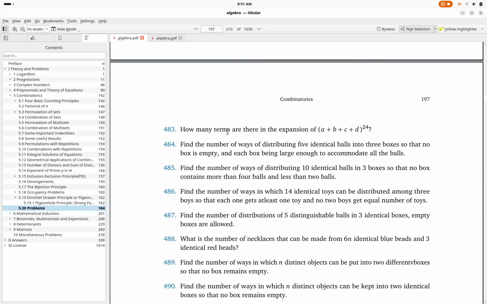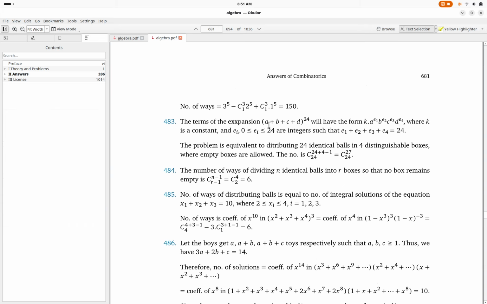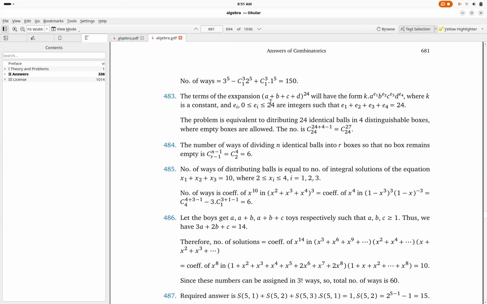Question 483 says: how many terms are there in the expansion of (a plus b plus c plus d) whole raised to the power 24? The terms will have the form k times a to the power e1, b to the power e2, c to the power e3, d to the power e4, where k is a constant and each ei varies from 0 to 24 such that their sum is 24. The problem is equivalent to distributing 24 identical balls in 4 distinguishable boxes where empty boxes are allowed. So the answer is 24 plus 4 minus 1 C 24, that is 27C24.